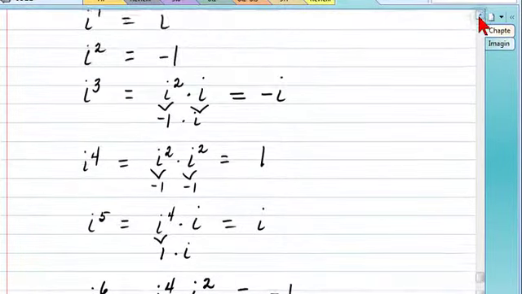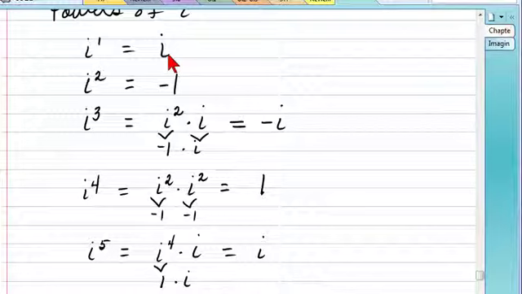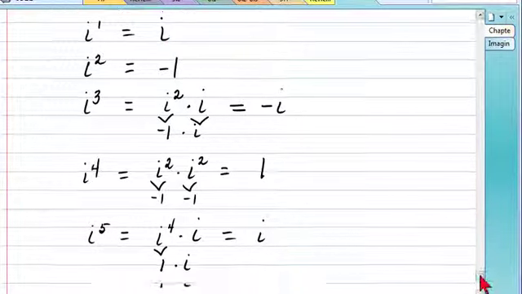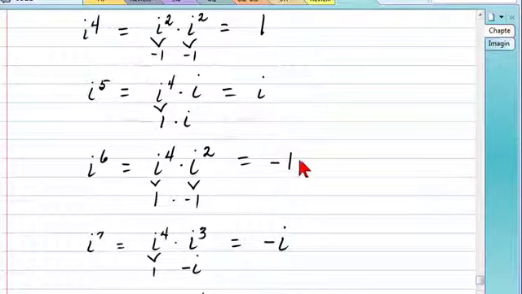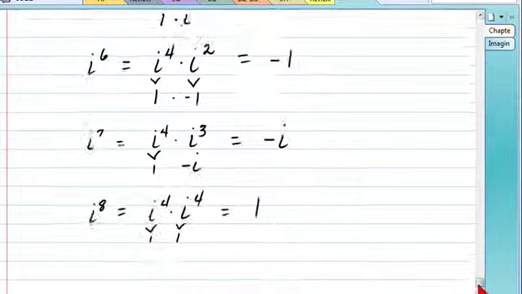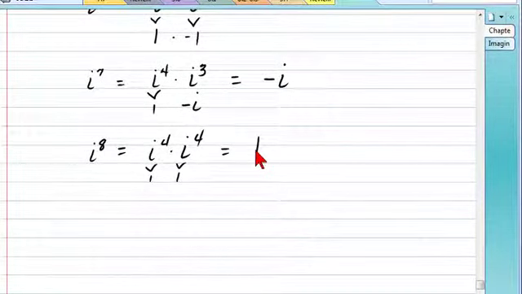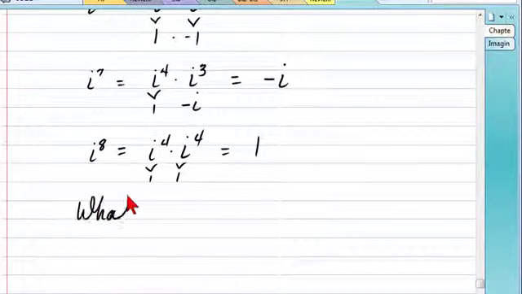The pattern. I to the 1st is I, then -1, -I, 1. If you keep going in patterns, it goes I, -1, -I, 1. And it continues that pattern forever. Just the 4 values. Now, what if I said, okay, how about what is I to the 22nd power?